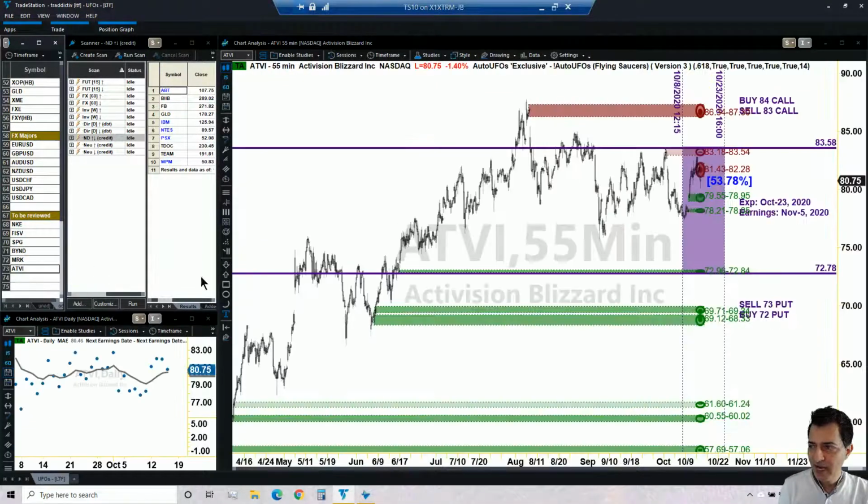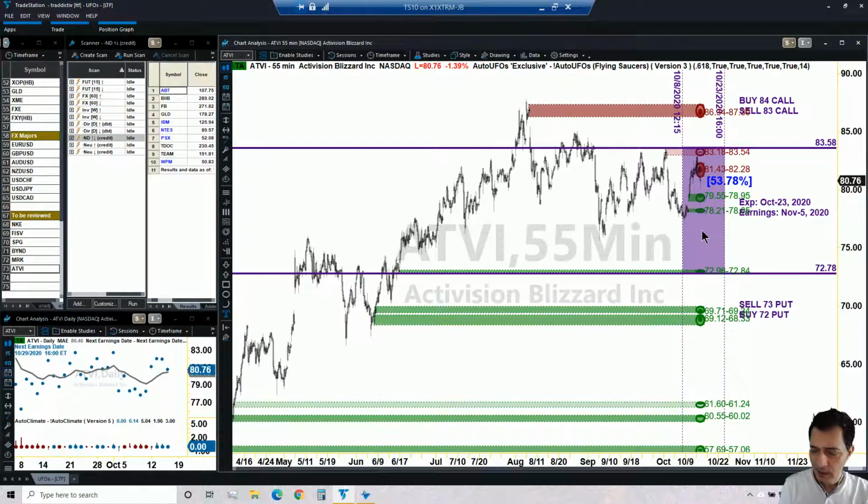What about ATVI? ATVI is looking good, even though it is not using October 16, it is using October 23. So this one, we still have 1 week to go. Notice that it was surprising because we entered the trade here in the middle part of the range, and notice what a crazy move to the outside took place.